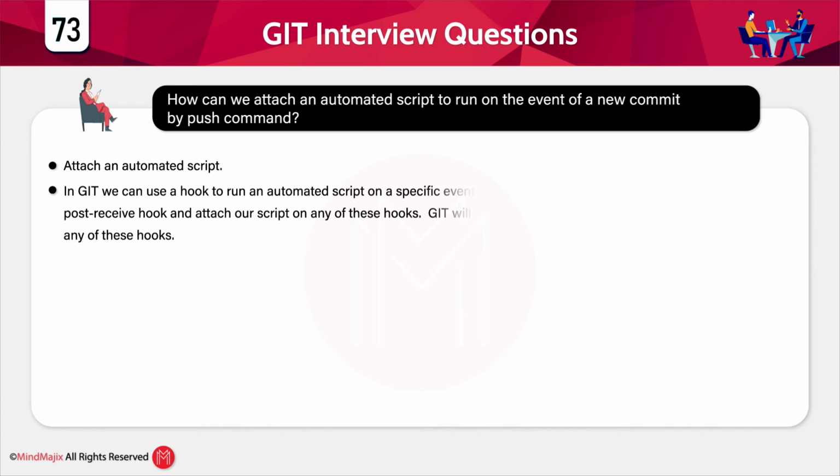In Git, we can use a hook to run an automated script on a specific event. We can choose between pre-receive, update, and post-receive hooks and attach our script to any of these hooks. Git will automatically run that script on the event of any of these hooks.